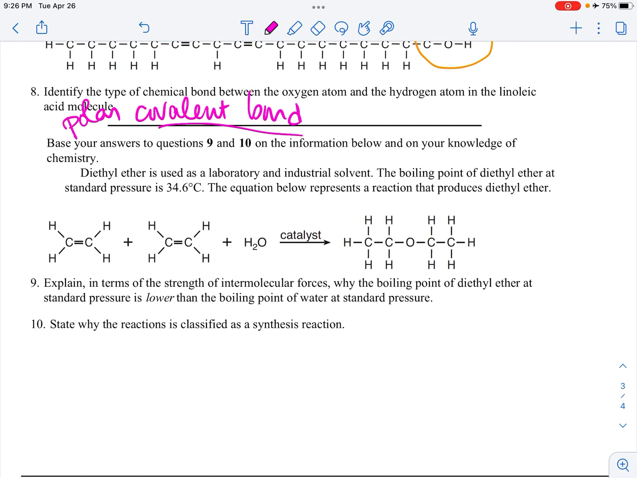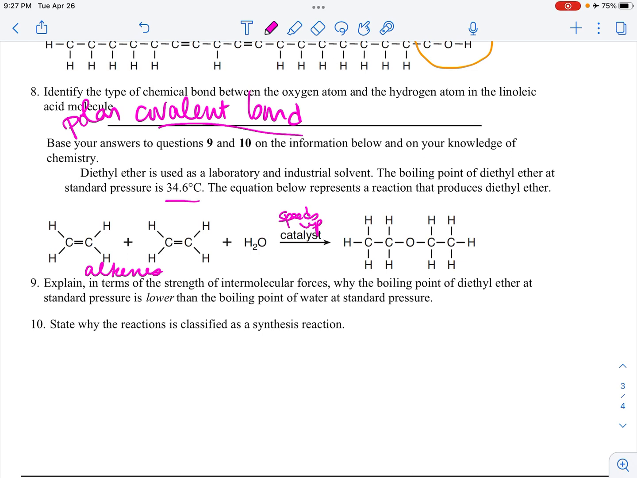Base your answers. Diethyl ether is used as a laboratory and industrial solvent. The boiling point of diethyl ether at standard pressure is 34.6 degrees Celsius. The equation below represents a reaction that produces it. So it looks like we got some alkenes. Over here, we got some water. Catalyst speeds up the reaction. And then we got our diethyl ether.